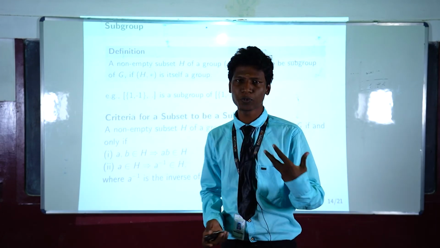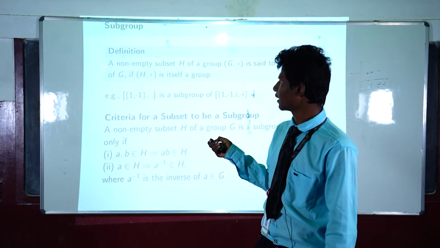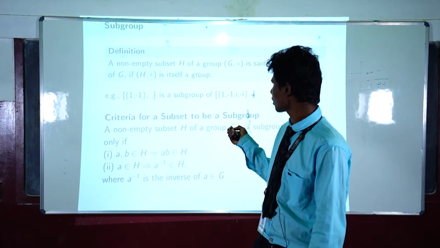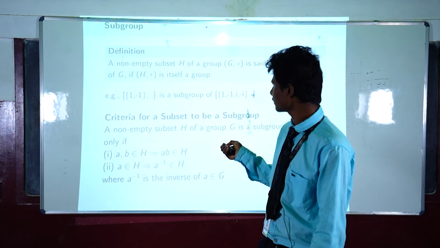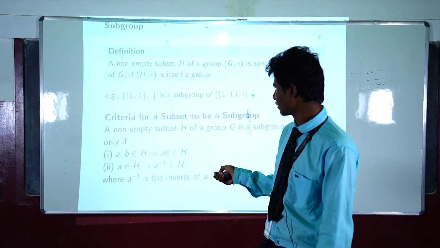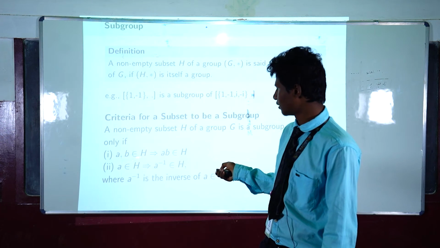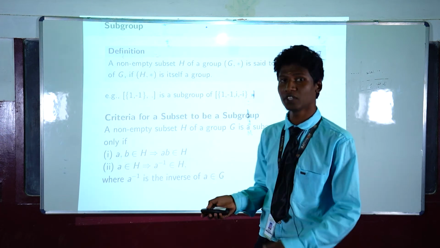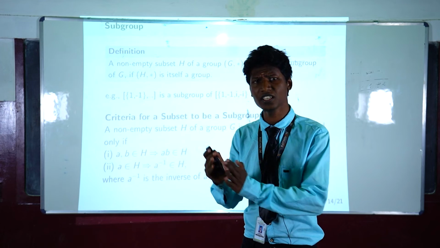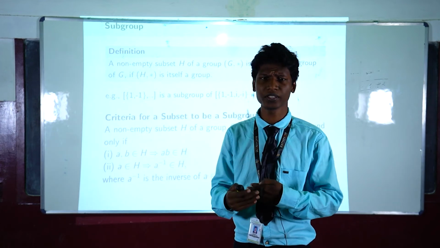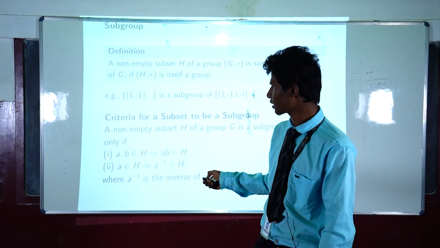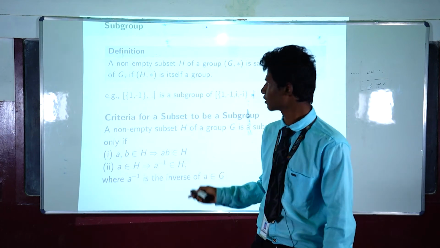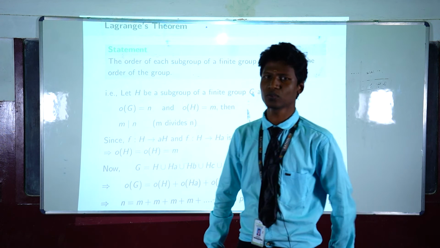So how are we going to prove a subgroup? A subgroup is nothing but a non-empty subset H of a group. For it to be a subgroup, it must satisfy two conditions: the closure property and inverse. If G is a finite group, then to prove a subgroup we need only two conditions. Those two conditions are called closure and inverse. Okay, the next one is an important one.